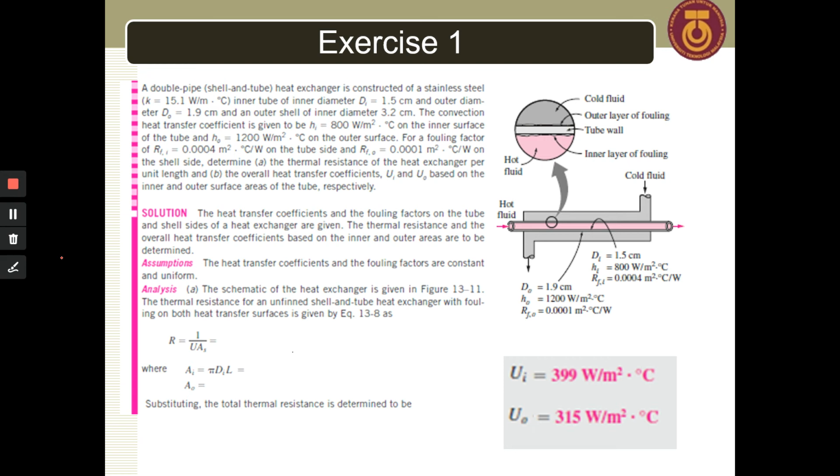So this is exercise 1, taken from the lecture note. You can go through it; this is very straightforward. It is a double pipe, and here the pipe is not a thin wall, because the diameter is given as inside diameter and outside diameter.